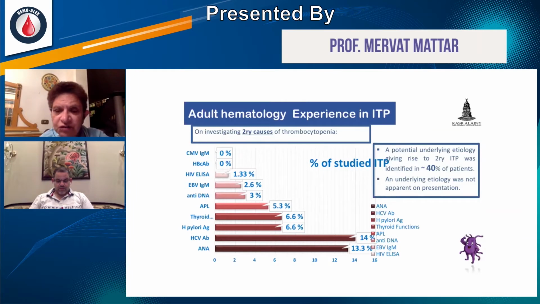Now, as Dr. Ashraf, my dear colleague, has just mentioned, we do certain lab tests to exclude other causes of thrombocytopenia, to exclude secondary causes. Anti-nuclear antibody was positive in 13.3% of cases, while hepatitis C was positive in 14% of cases. This is hepatitis C antibody, not the PCR, just the antibody. There was a question about H. pylori antigen. H. pylori antigen was positive in 6.6% of our cases. So a potential underlying etiology was found in around 40% of our cases.